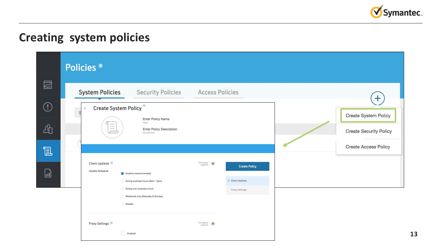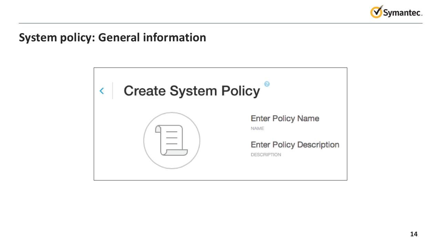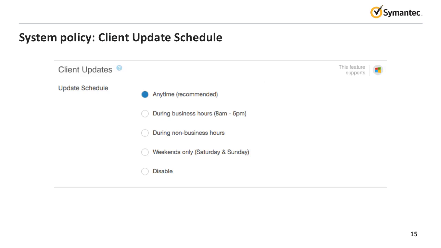The first step in creating a system policy is to select Create System Policy from the menu. The first information that must be entered is the policy name and an optional description of the policy. The Client Update Schedule section allows you to configure the Symantec Live Update schedule used to send updates to Endpoint Protection Cloud security clients. If your environment includes devices that connect to your network infrequently or use a low bandwidth connection, client updates may be delayed or they may degrade performance on the device.